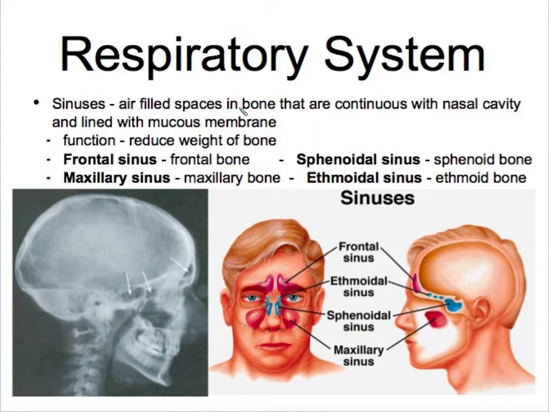Continuing on, I mentioned we're going to learn about sinuses. So we talk about sinus infections and things like that, but what is a sinus itself? A sinus is an air-filled space in bone. So it's essentially a hollow part of bone that, from what we understand, has a main function of reducing the weight of the bone. You have 4 of them in your skull. You have a frontal sinus, a maxillary sinus, a sphenoid sinus, and an ethmoid sinus. Frontal is found in your frontal bone, ethmoid in your ethmoid bone, sphenoid in your sphenoid bone, maxillary in your maxillary bone. These are your sinuses.